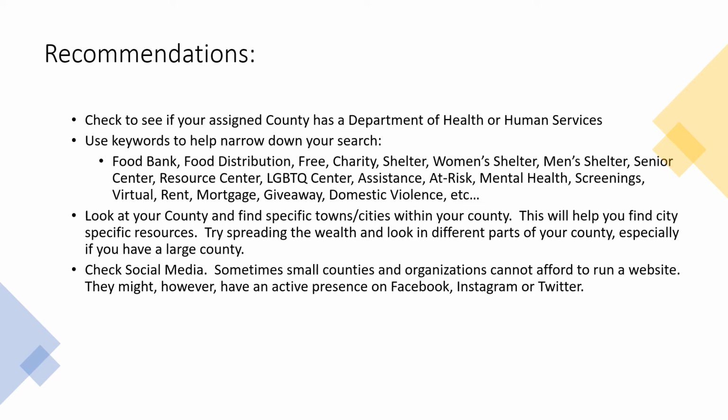Also help narrow down your search by using specific keywords. Sometimes it's easy to just type in food bank or shelter or financial assistance, but what if you change it up and be more specific in your search? So instead of food bank, you can also use food distribution, or keywords like free, charity. You can also use shelter, but be even more specific. You can go to women's shelter, men's shelter, senior center, resource center, LGBTQ center. The word assistance comes in handy, at risk, mental health, screenings, virtual, rent, mortgage giveaways.